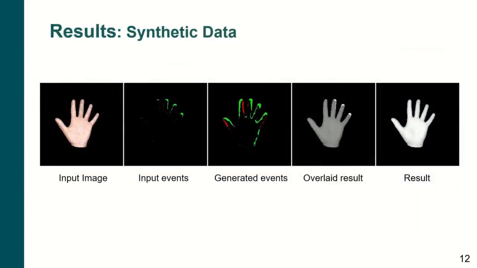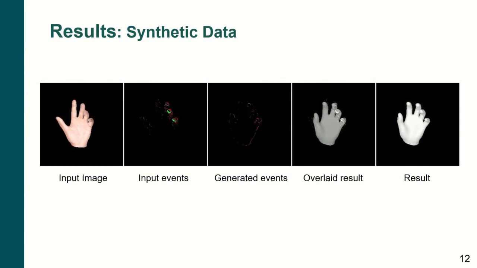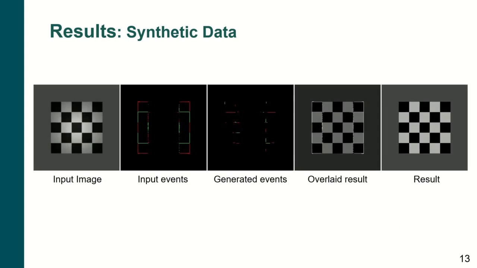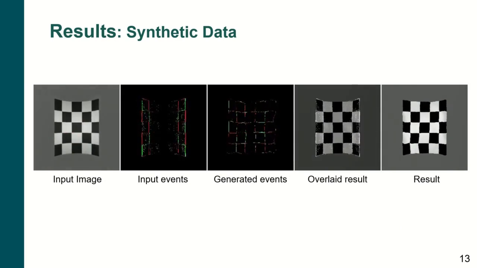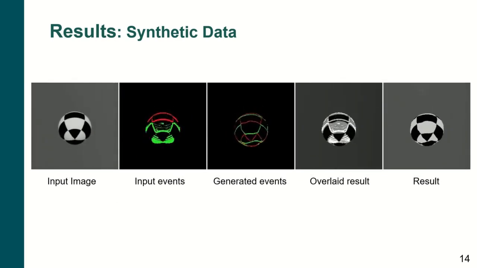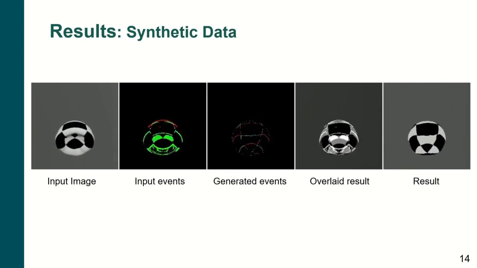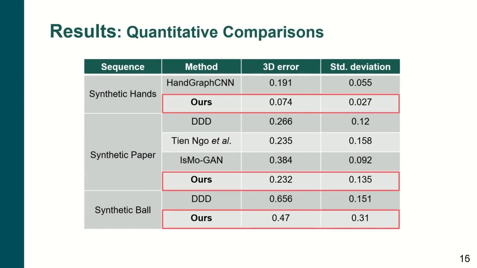We show our results on real as well as synthetic data. First, we have the synthetic hand sequence. Next, we have the synthetic paper sequence. And finally, we have the synthetic ball sequence. We also perform quantitative comparisons given the ground truth. We can see that our method outperforms the other competing RGB-based methods.